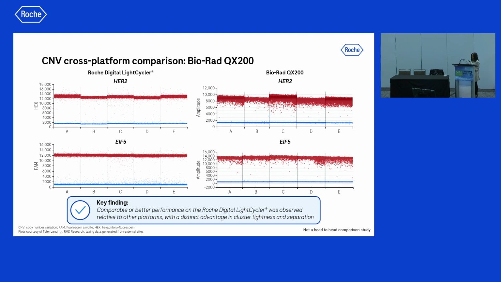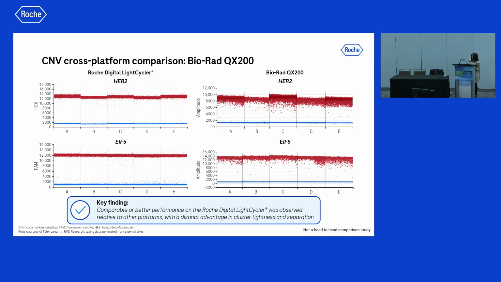And I think, just to better illustrate this, even in 1D rendition, because you can also say, well, we can always threshold in 1D, you're looking at the same duplexed assay. Here on the left-hand side is the Roche Digital LightCycler system. Here on the right-hand side is the Bio-Rad QX200. You can see that overall, in comparison, the Roche Digital LightCycler system actually has a very distinct advantage in terms of the tightness of the positive cluster and the negative cluster, as well as the separation between the positives and the negatives relative to the Bio-Rad QX200. So the ability to threshold is very unambiguous, and therefore really allows for precise measurements overall.